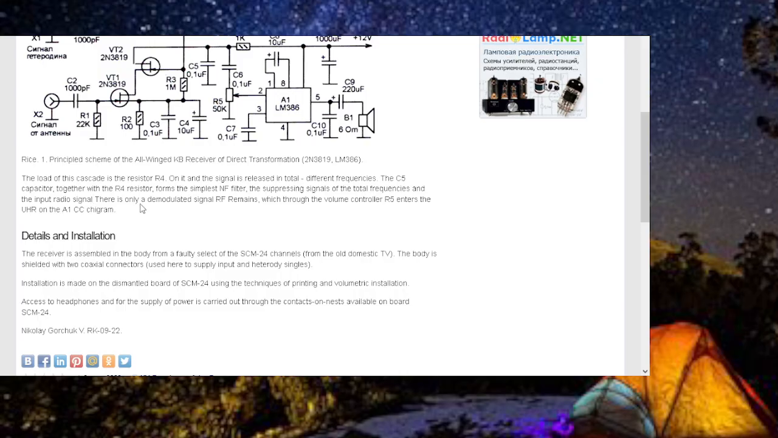C5 capacitor along with the R4 resistor forms the simplest NF filter. The suppressing signals of the total frequencies and the input radio signal. This is the only demodulated signal RF remains, which through volume controller R5 enters the UHR on the A1CCC G-gram, whatever that is.